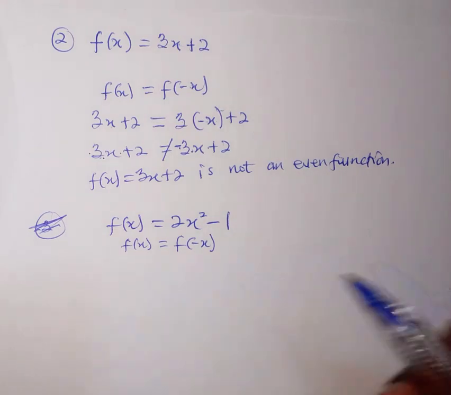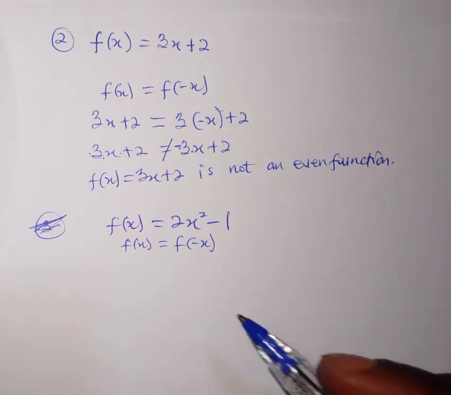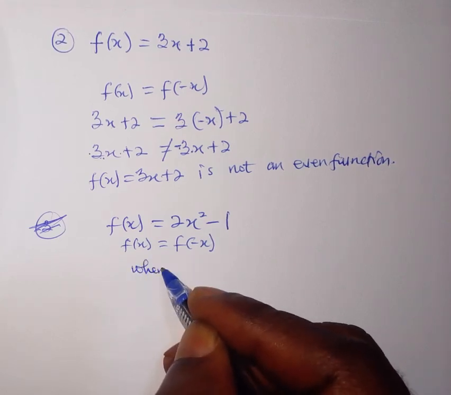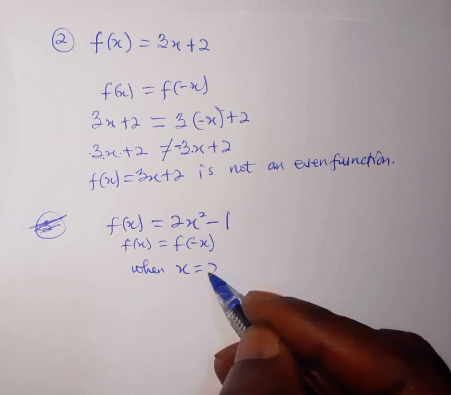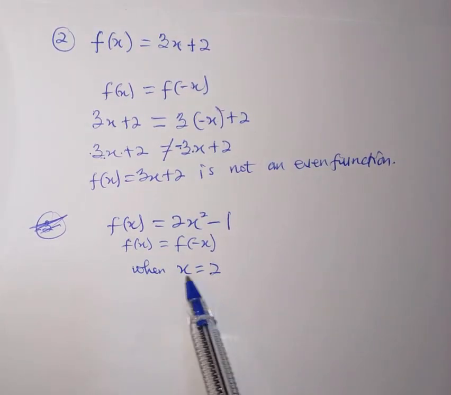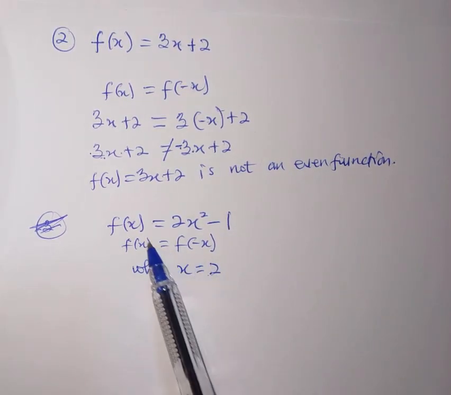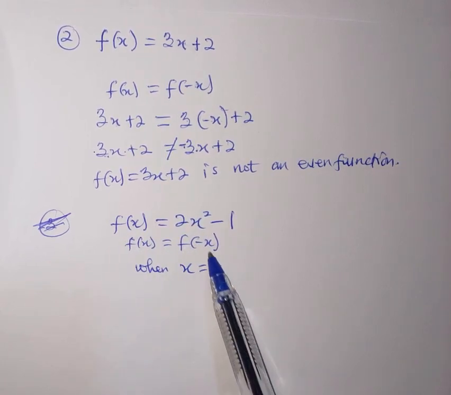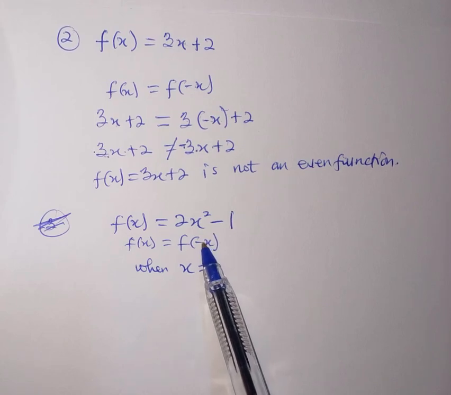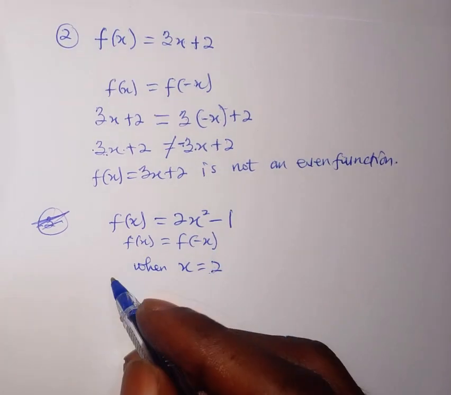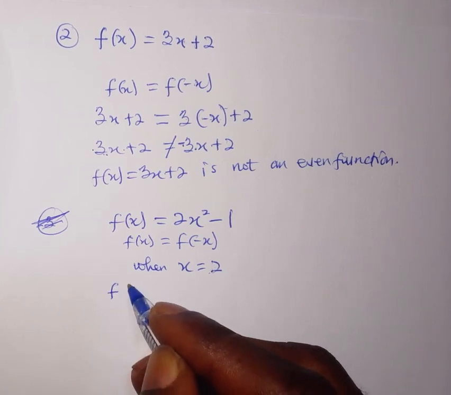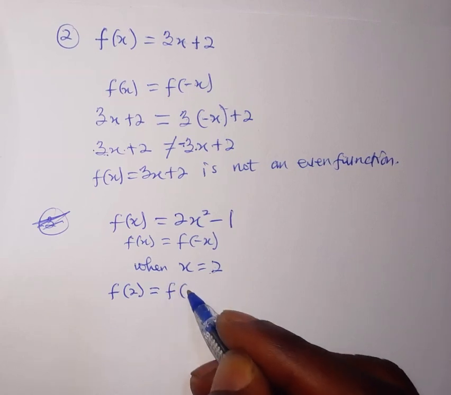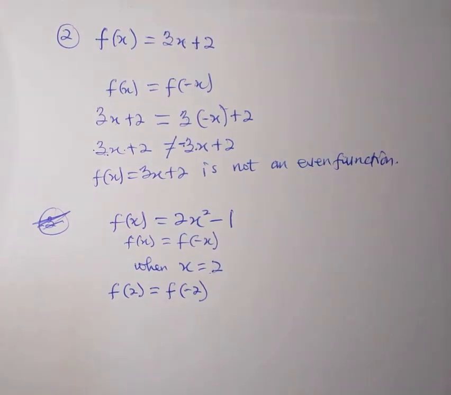So maybe let me choose a number. Let's say 2. So I can say that when x is equal to 2, what this means is that I'm going to use this 2 to test. I'm going to substitute the 2 for x in a function and substitute negative 2 in the same function. It means that I'm going to test with 2, and it should be the same as when I test with negative 2. This is what is going to be done.